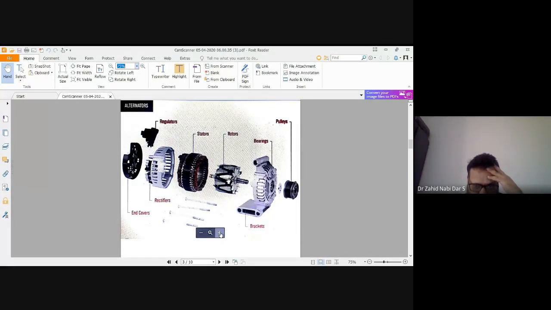If I insert this rotor inside the stator, there is again an air gap between them, and I have this regulator and these rectifiers over here. So this is the basic construction of an alternator. What is the difference with other machines? Why is it called a synchronous machine? Have you seen why an alternator or a generator is called a synchronous machine?